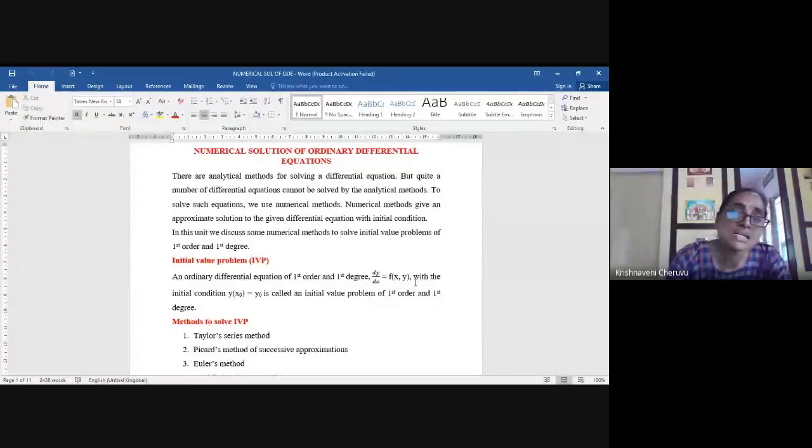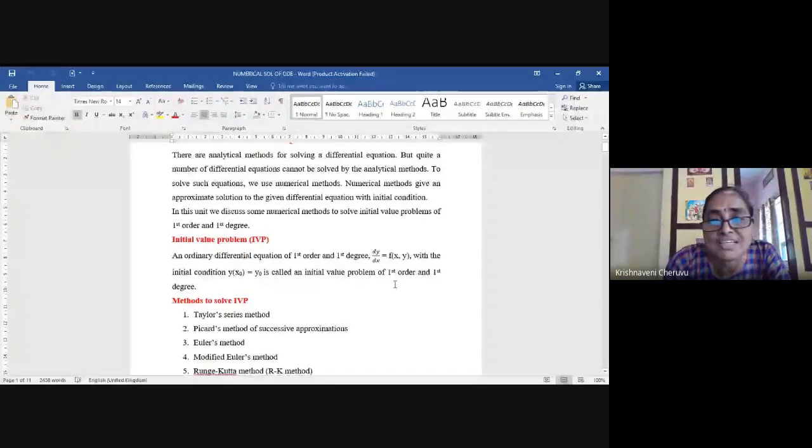you are going to learn how to solve ordinary differential equations of first order first degree using numerical methods. These numerical methods will not give you exact solutions, girls, but you will be finding the approximate solutions to the desired accuracy. This is the first order first degree differential equation standard form: dy by dx is equal to f of x, y, with the initial condition given to you, y at x0 is equal to y0.